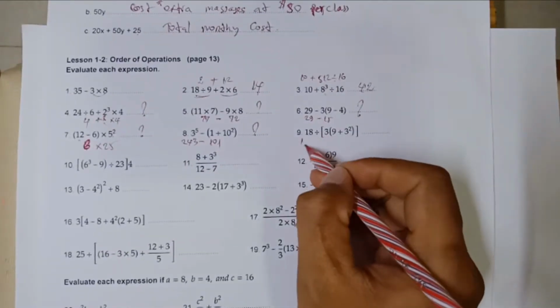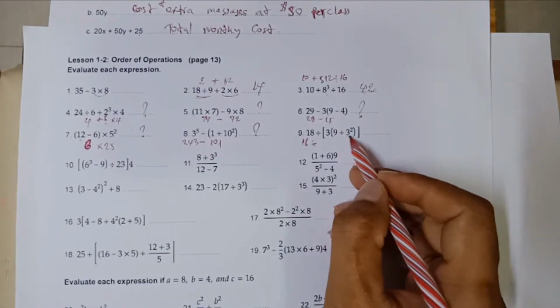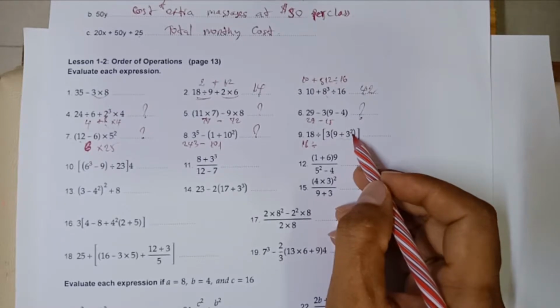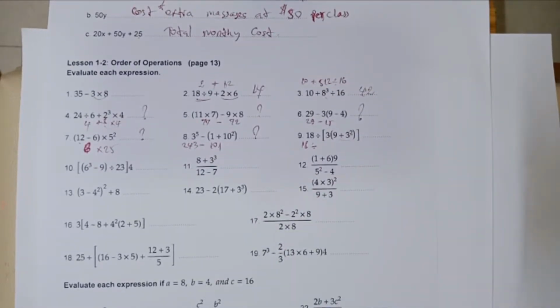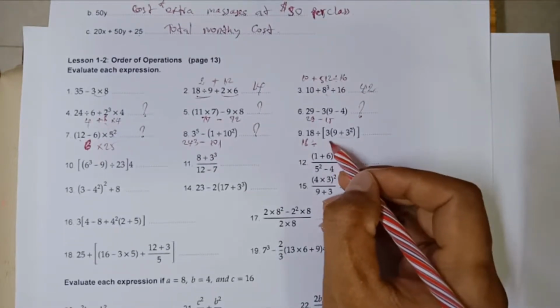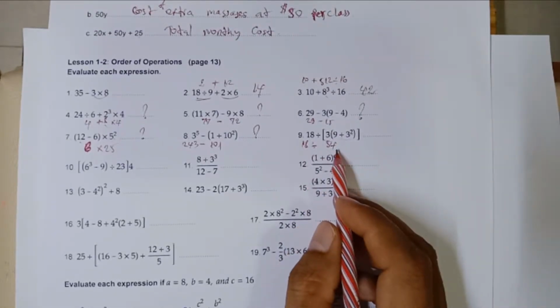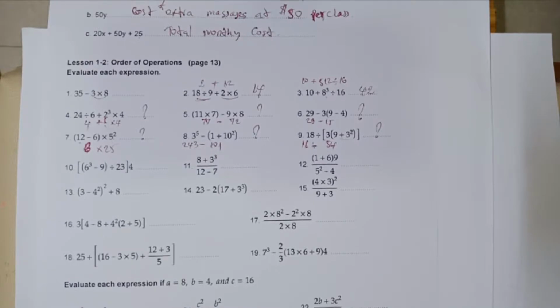This one, you have 18 divided by, work with inside this first. In parentheses, work on 3 squared. 3 squared is 3 times 3, which is 9. 9 plus 3 is 12, and 18 times 3, you have 54. So 18 divided by 54, you get your answer. Make sure it's the simplest one.